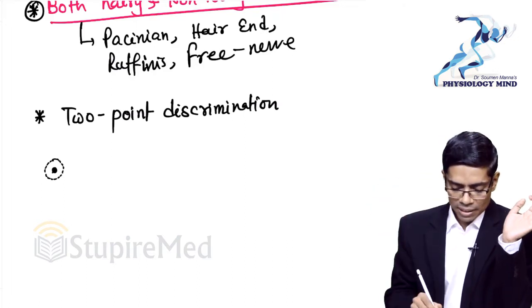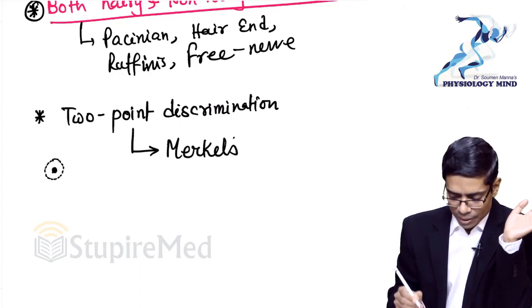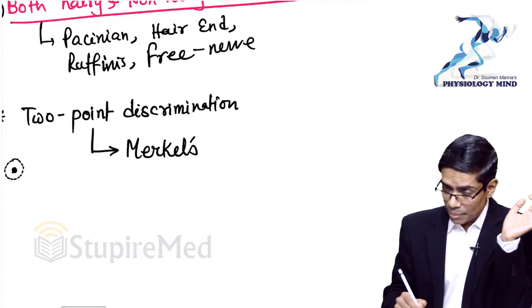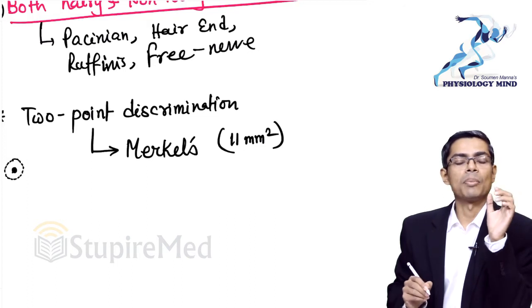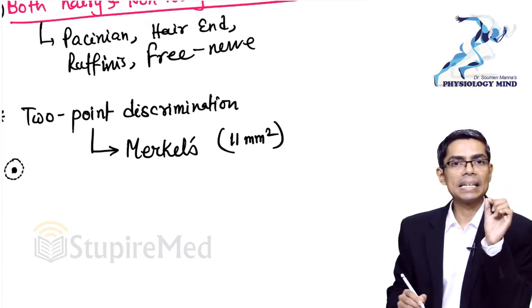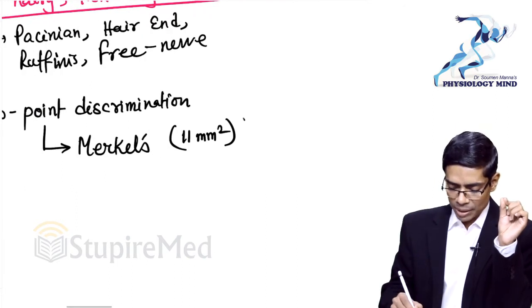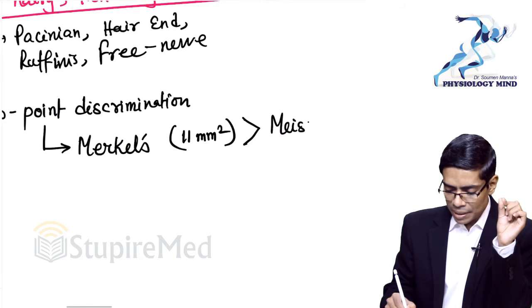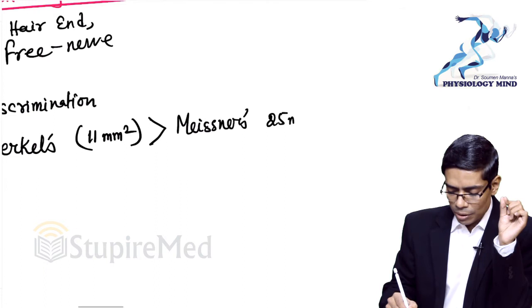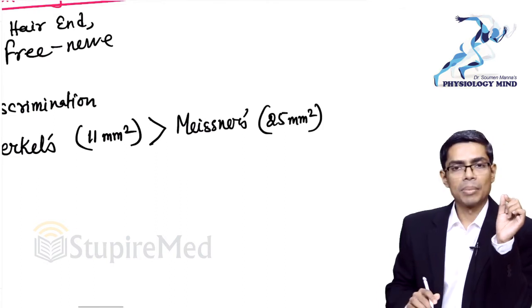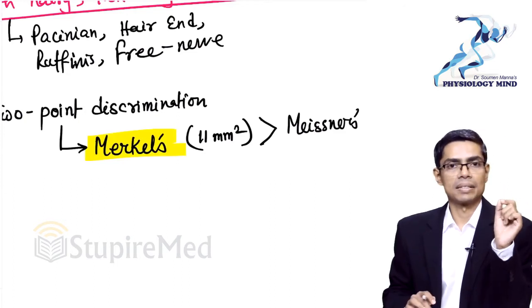So two-point discrimination is best detected by Merkel's disc. Why? The receptive field is only 11 mm square. That is the smallest receptor field among any tactile receptor in our body. Although two-point discrimination can be done by Meissner's corpuscle also, it has a receptor field of 25 mm square, but you can understand the best picture will be given by Merkel's disc.